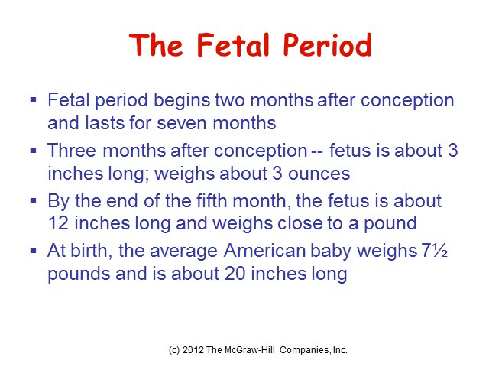So next is the fetal period, and that begins 2 months after conception, and it lasts for 7 months. The fetus is about 3 inches long and weighs about 3 ounces 3 months after conception. By the end of the 5th month, the fetus is about 12 inches long and weighs close to a pound. And at birth, the average American baby weighs 7.5 pounds and is about 20 inches long.